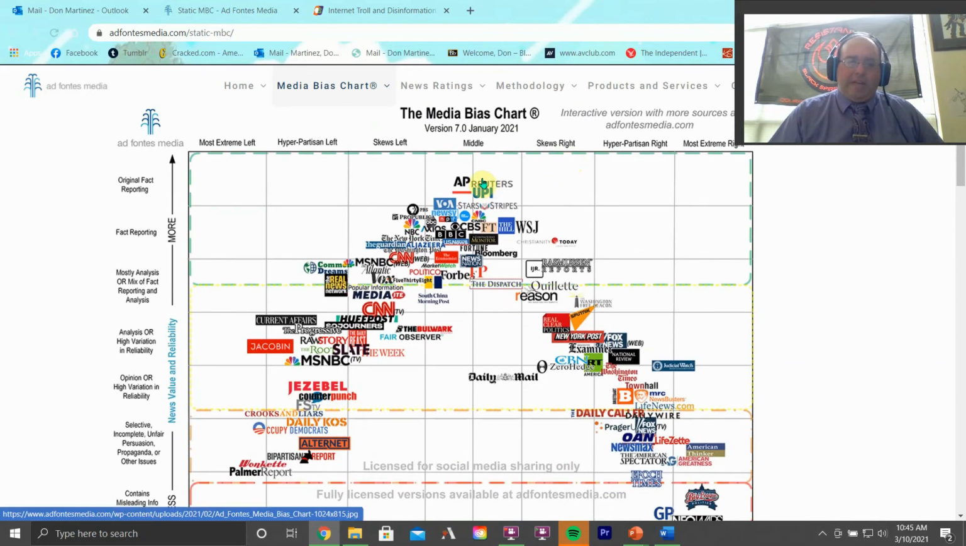Okay. So let's take a look quickly at where people lie on this chart. Starting at the very top here, at the middle. You see the three that are fully in the original fact reporting: AP, Reuters, UPI. Those are all newswire services. Okay, they have a reputation to maintain. They have to be perfect. Down from there we have fact reporting, skewing left to right.